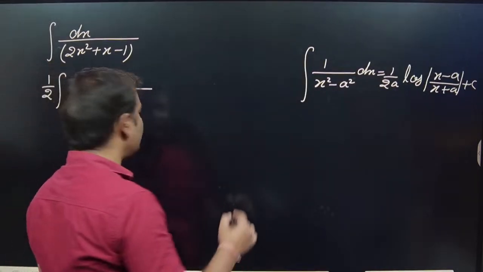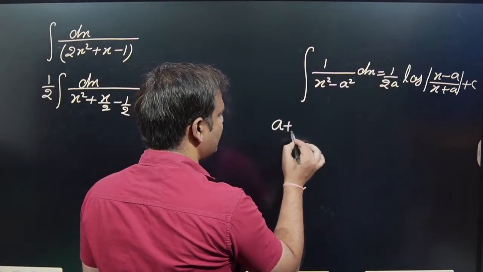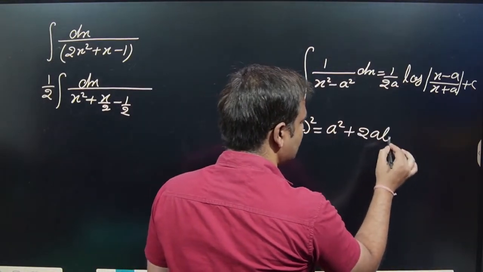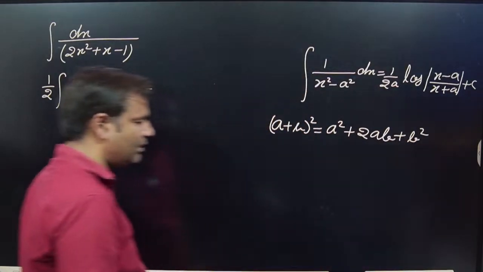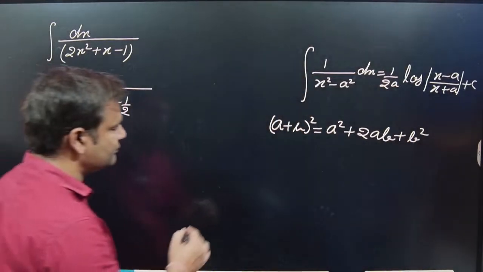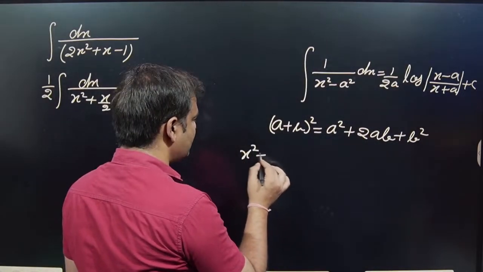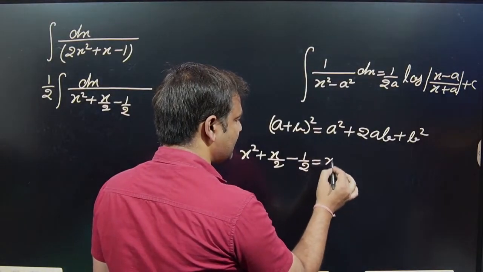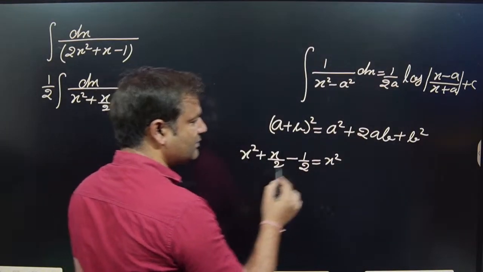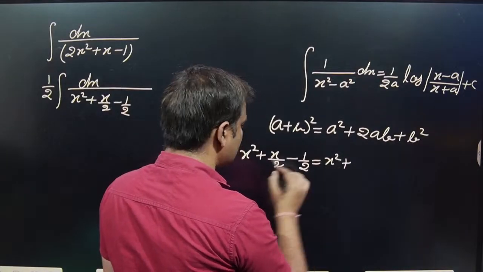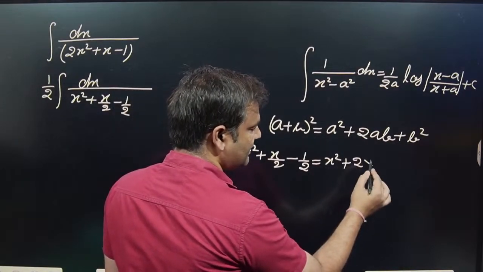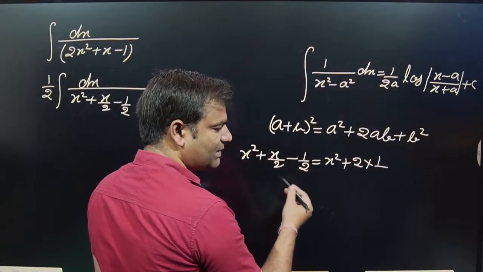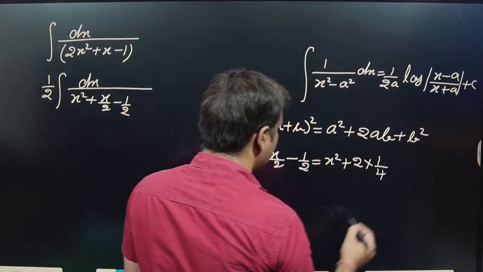Okay, so a perfect square means basically (a + b) whole square is how much? a square plus 2ab plus b square. Now here it is given x square plus x by 2 minus 1 by 2. Here x square, then 1 by 2 is written as 2 into ab, so we multiply and divide by 2: 1 by 2 into 1 by 2 gives 1 by 4 into x.